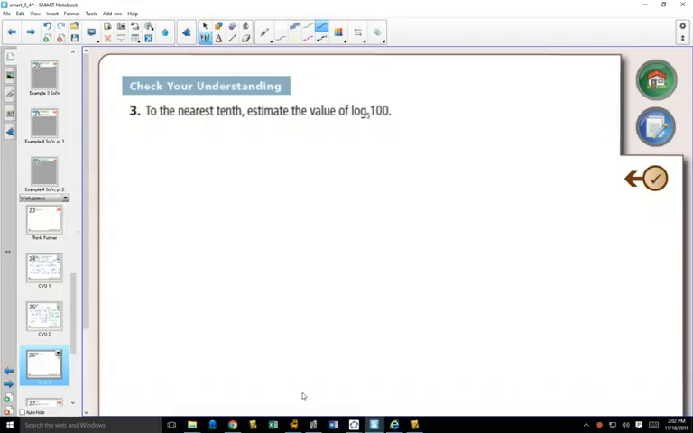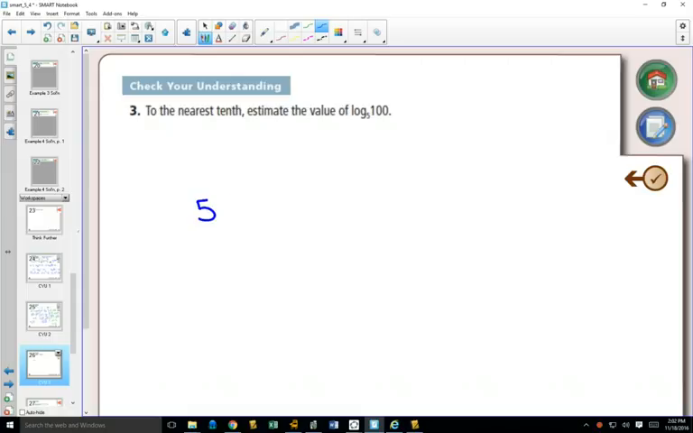But what they might ask on the exam is between which two whole numbers is log base 5 of 100. Is it between 1 and 2, 2 and 3, 3 and 4, 4 and 5? Between which two whole numbers is this answer? Between 2 and 3. And how do we know that?